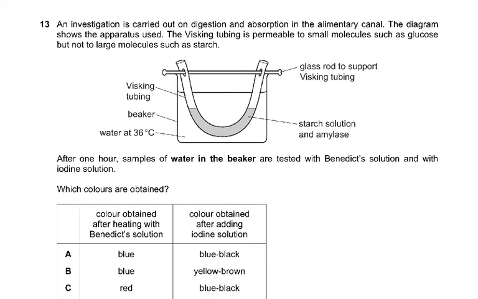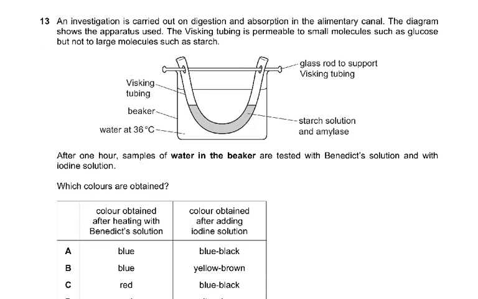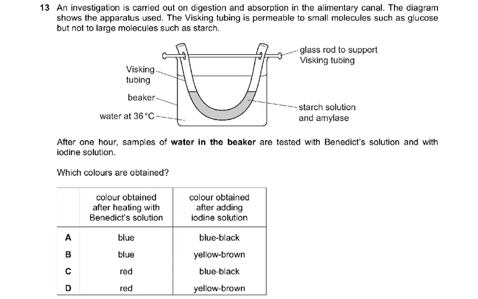Then coming to question number 13. An investigation was carried out on digestion and absorption in the alimentary canal. The diagram shows the apparatus used. The Visking tubing is permeable to small molecules such as glucose, but not to large molecules such as starch. So there is a glass rod to support the Visking tubing, a beaker of water at 36 degrees Celsius, and starch solution and amylase.